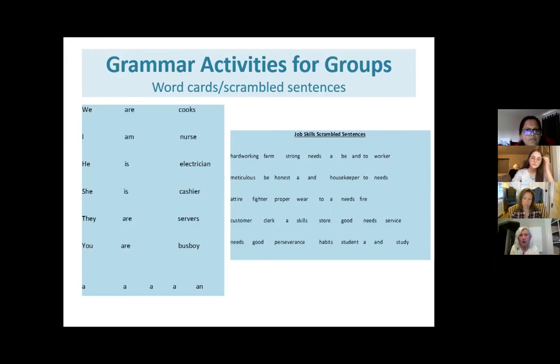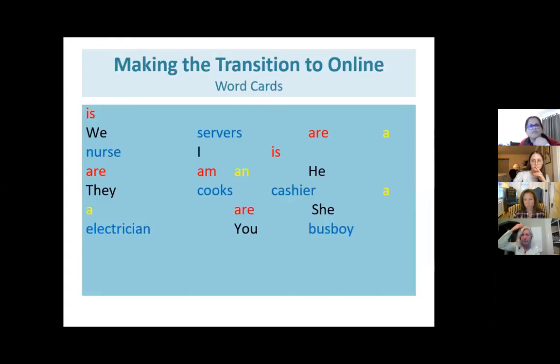If your students are higher level, you might use scrambled sentences instead. It's the same idea, but it's many fewer pieces of paper. Again, you can have your students work individually on this, or you can have them work in pairs, which is nice because then they have to talk to one another while they're working on the activity. Either way, they're kind of fun. They're like puzzles, and the students enjoy them. But now, how are we going to do this online?